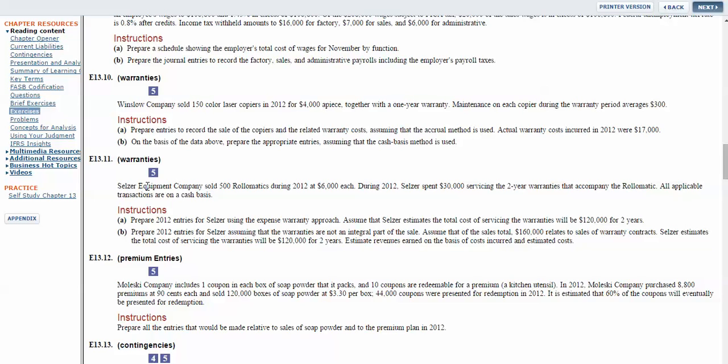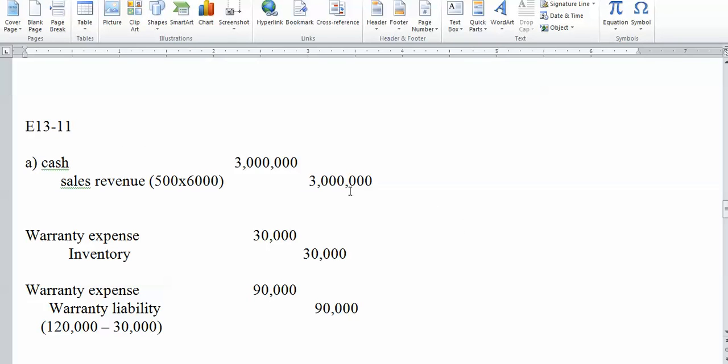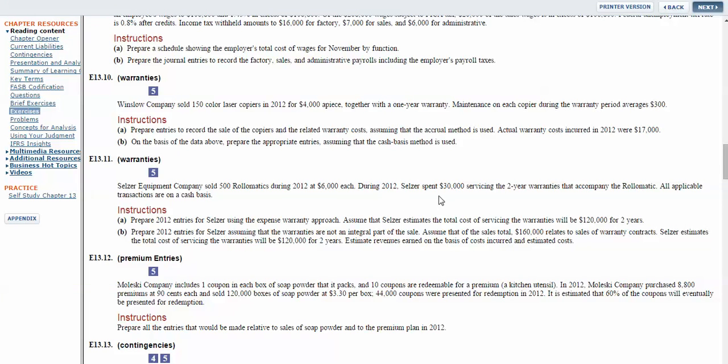So let's look at this real quick. Seltzer Equipment Company sold 500 Roll-O-Matics at $6,000. They spent $30,000 in the first year, and we're going to use the expense warranty approach for Part A. So we're just looking at Part A. The rest of the servicing warranties will be $120,000. So for Part A, the cash is the first part. We made the sale of the Roll-O-Matics: 500 at $6,000 is $3 million. The warranty expense is what we ended up doing that year, $30,000 for that first year.